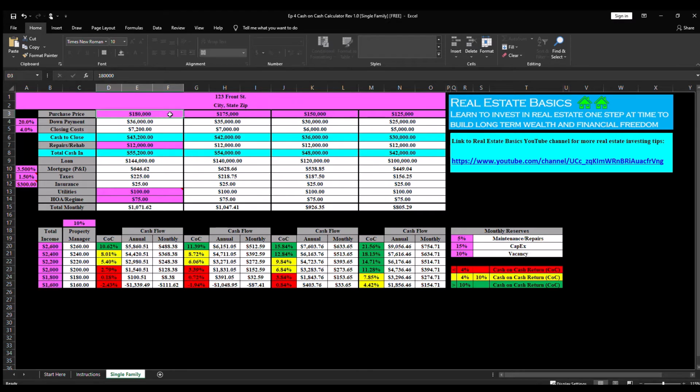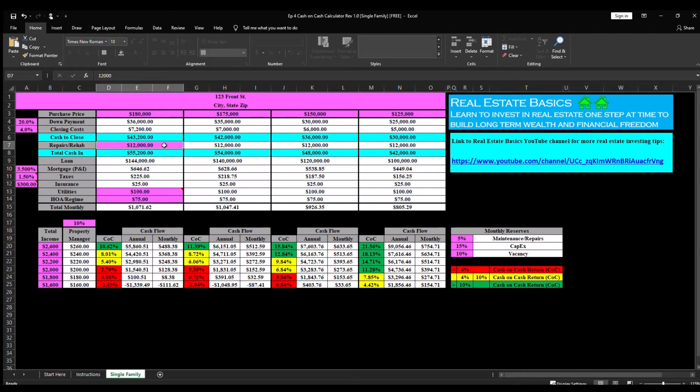So up top, you just put in the different purchase prices of what you think you might be able to get for the property. Then we have our down payment, represented as a percentage of the purchase price. Then we have our closing costs, which is also represented by percentage of the purchase price, typically between 3 to 5% here. And then you'll see highlighted in blue is our total cash to close.